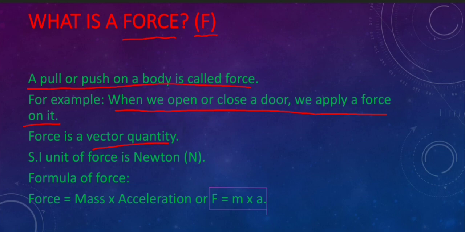SI unit of force is Newton, and Newton is denoted with N. Formula of force: force is equal to mass into acceleration, or F equals ma. F means force, m means mass, and a means acceleration. Derivation of this formula we will study ahead. So let's move ahead now.